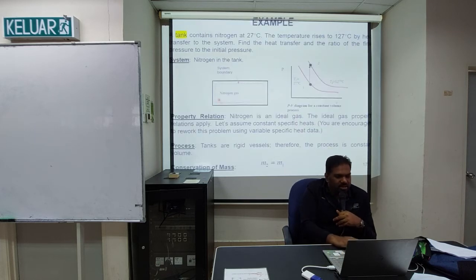Let's do it like this. In this case, it's nitrogen in a tank. So nitrogen in a tank. You have a system, you have a tank, then you have a boundary, a system boundary, and you have nitrogen inside. And the graph is between two temperatures. This thing I need to tell.